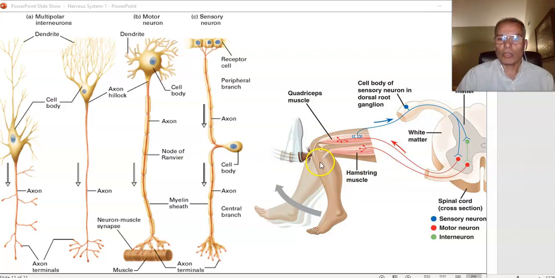Now, why do neurologists, or your physician, do the kneecap reflex?